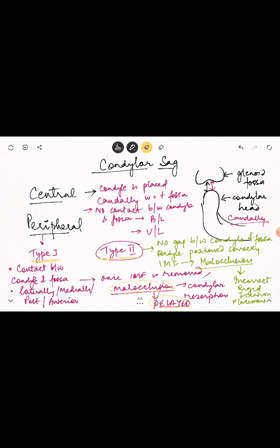Okay. Now coming to the peripheral condylar sag. Peripheral condylar sag can be either type 1 or type 2. In case of peripheral condylar sag type 1, there is contact between condyle and fossa in the lateral, medial, posterior or anterior direction. And once IMF is removed, delayed malocclusion is seen because of the condylar resorption. Whereas in case of type 2 peripheral condylar sag, there is no gap between the condyle and fossa. Condyle is positioned correctly. Once we remove IMF, we will see malocclusion immediately because of incorrect rigid fixation placement.